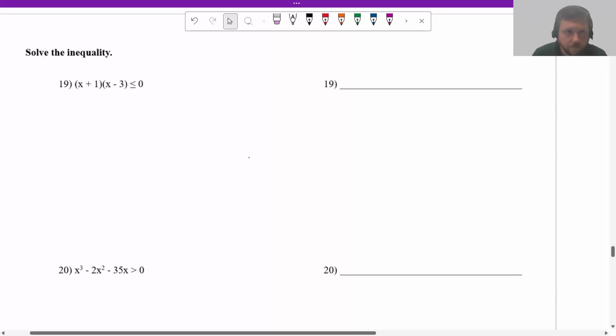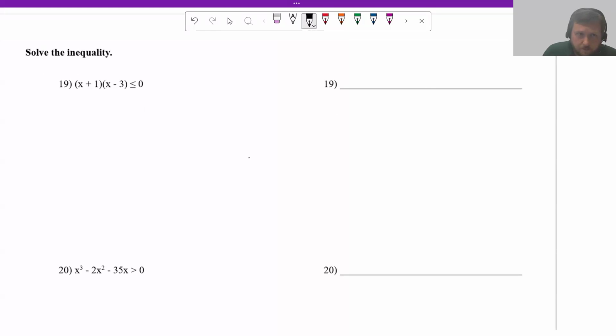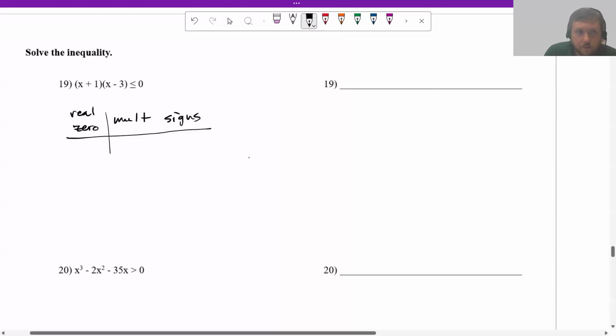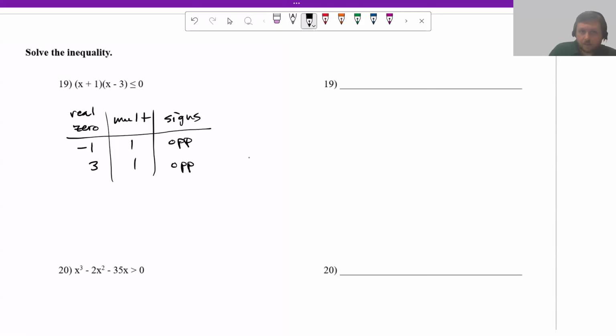Okay, solve the inequality. So this is a polynomial inequality. And so we have real zeros, multiplicity, and then signs. My real zero, the first one I see is -1. It has a multiplicity of 1, so it's going to have opposite signs. Next, I see a real zero of 3. It has a multiplicity of 1, and that means it's going to have opposite signs. I make a number line.